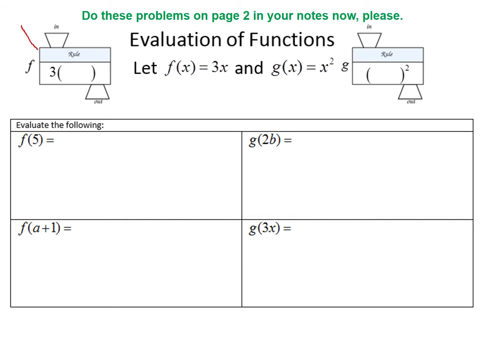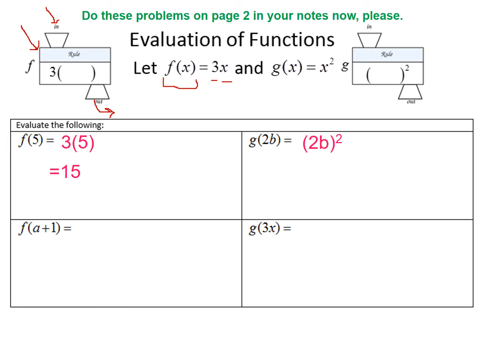So here is a little machine, and what's going to happen is we're going to put something in the machine and something is going to come out of the machine. We're going to name our functions letters. So this is f of x, and f of x is equal to 3x. When we see f of 5, what does that mean? Well, we write down the function, which is 3 times x, and then we plug in 5 for x, and we get 3 times 5, which is 15. So f of 5 is equal to 15.